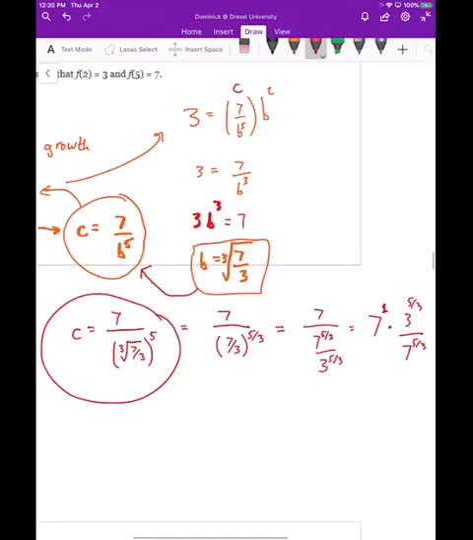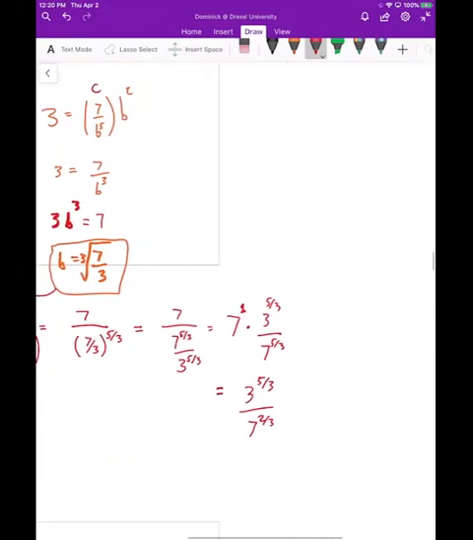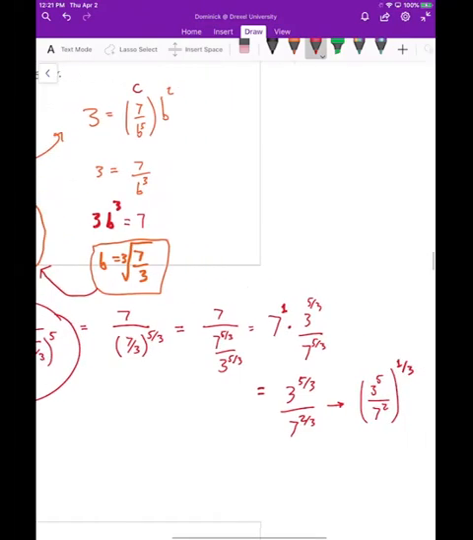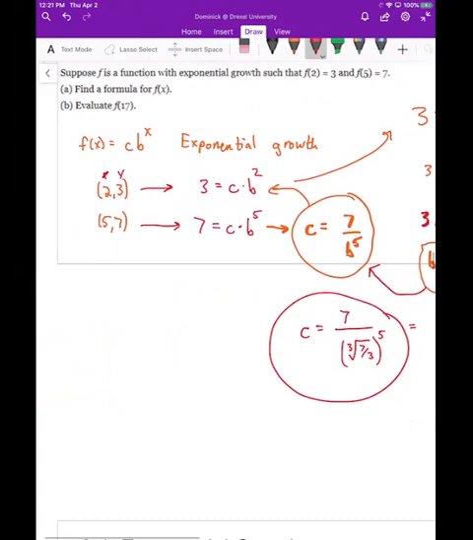And then use our exponent rules. We could say this is 3 to the 5 over 3 over 7 to the 2/3. So I guess what we could finally say, maybe a little bit easier, is that this is 3 to the 5th over 7 squared, all to the 1/3. Maybe not that much easier, but that's all right. However way you frame it, that's your c.